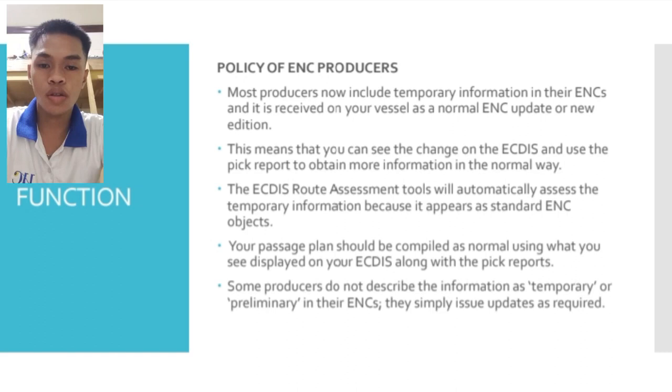Most producers now include temporary information in their ENCs and it is received on your vessels as a normal ENC update or new edition. This means that you can see the change on the ECDIS and use the pick report to obtain more information in the normal way. The ECDIS route assessment tools will automatically assess the temporal information because it appears as standard ENC objects.